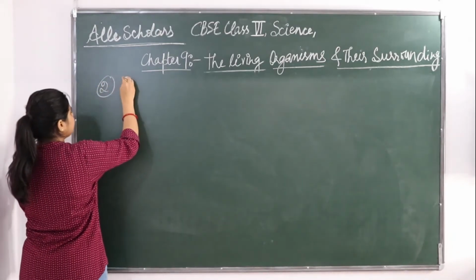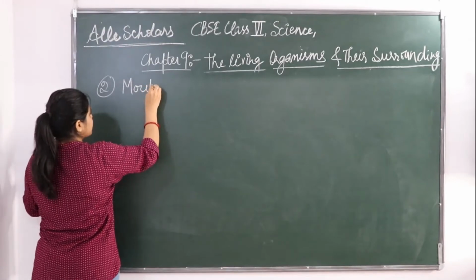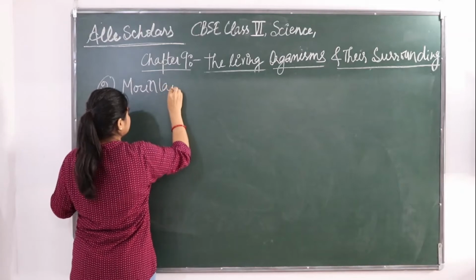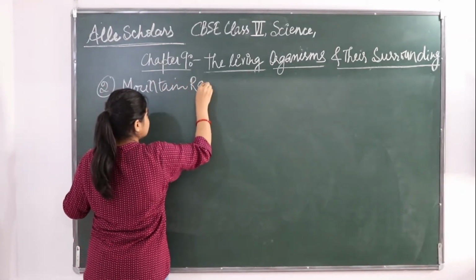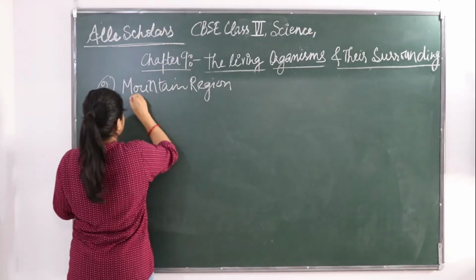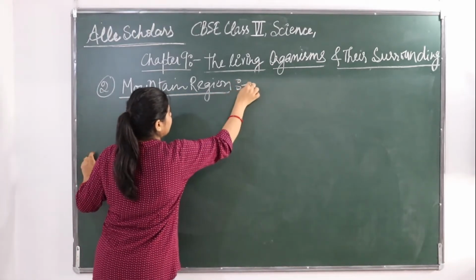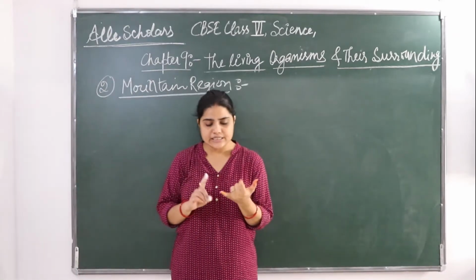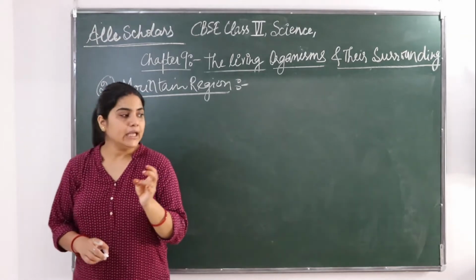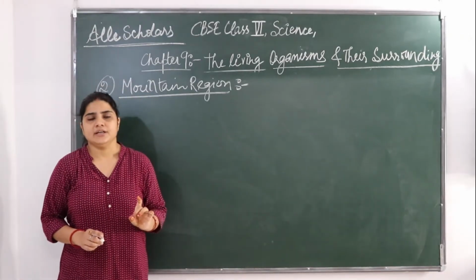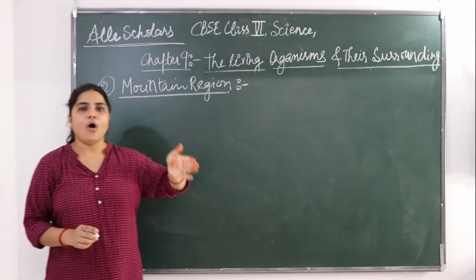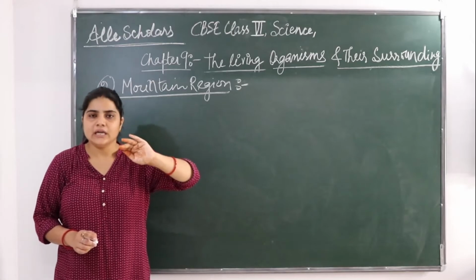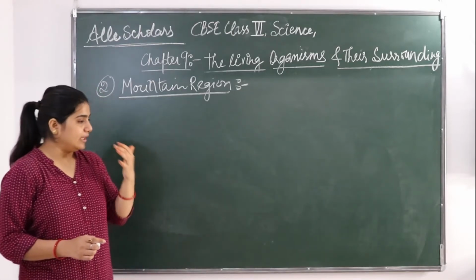So the second type of terrestrial habitat is the mountain region. First, we have seen the desert, and second we will see the mountain region. These regions are very rocky, very cold and windy. Deserts are very hot, dry and full of sand, but these are very rocky, cold and windy.